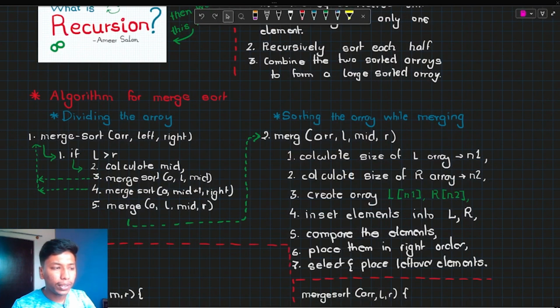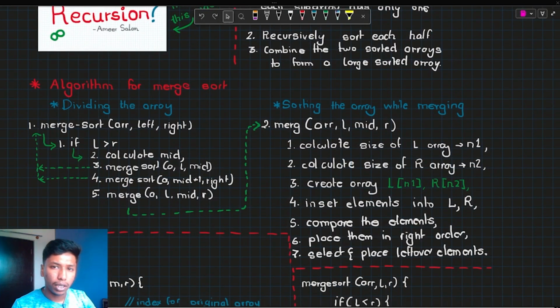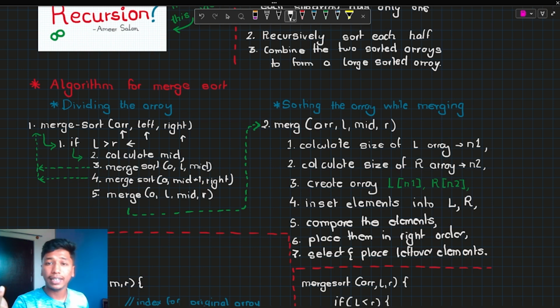Now let us look into the algorithm of merge sort. In merge sort we'll be using two functions. In the first function we'll be passing the array itself, and the leftmost index and the rightmost index. Now we'll check if L is greater than R. If L is not greater than R, or L is equal to R, that means the array is not dividable, and we'll skip the entire function itself.